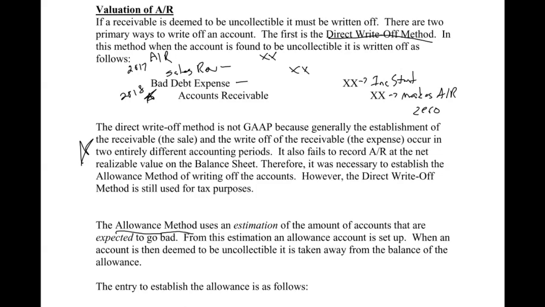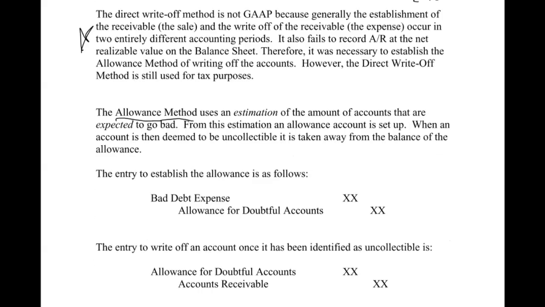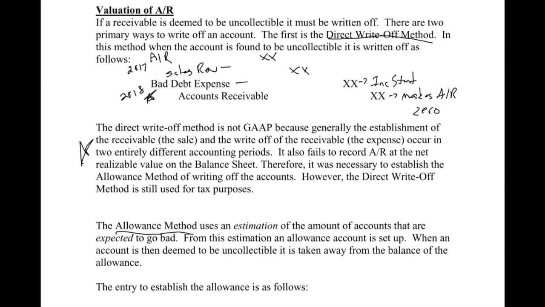It also fails to record accounts receivable at the net realizable value because we haven't accounted for this account that's going to be written off. And so therefore we will default to the allowance method. However, notice here it says the direct write-off method is still used for tax purposes, especially when people are more on the cash basis of tax, but we won't get into that because this is not a tax class. So we want to focus our attention, and I'm sure your teacher will as well, on the allowance method.